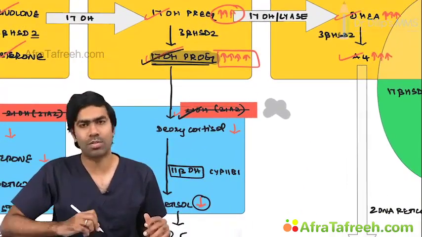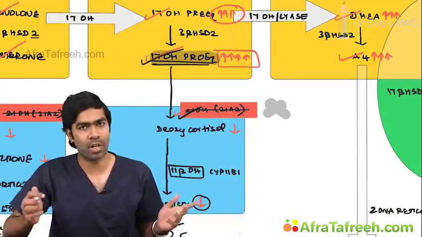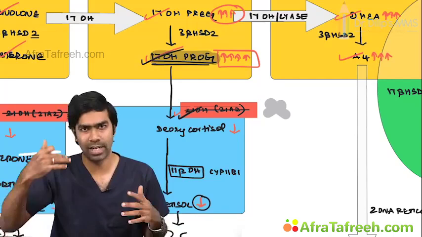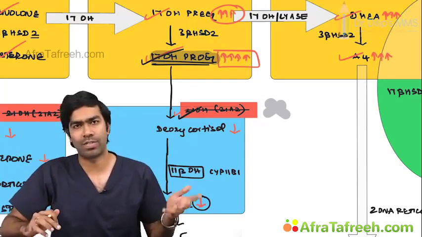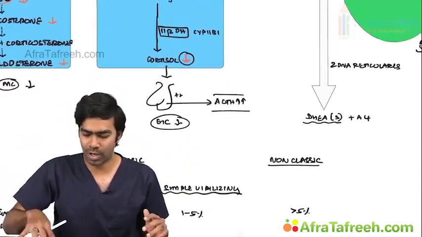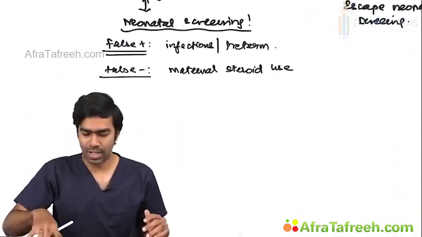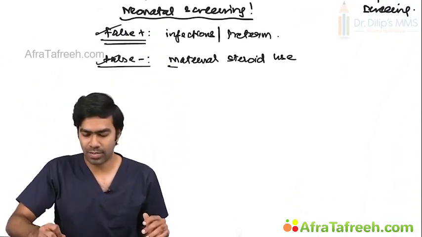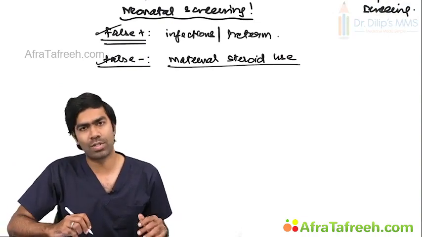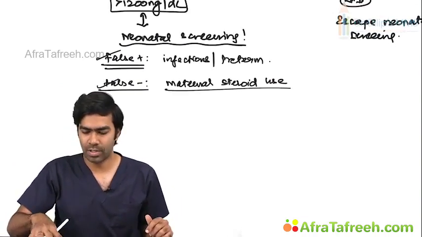Obviously, your 17-hydroxyprogesterone levels may be falsely normal. So it may not be elevated because this elevated ACTH is needed for producing these high levels of 17-hydroxyprogesterone. So that will not happen in this scenario. That's the reason why you might get a false negative result with maternal steroid use, which you have to be very, very careful about. Clear?